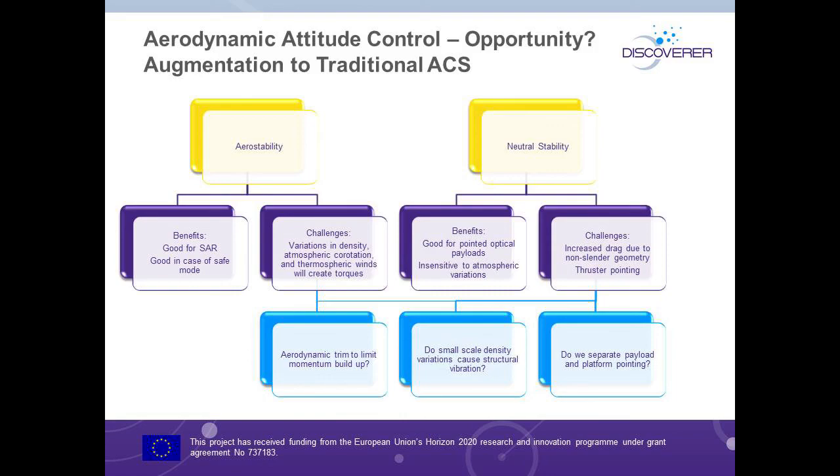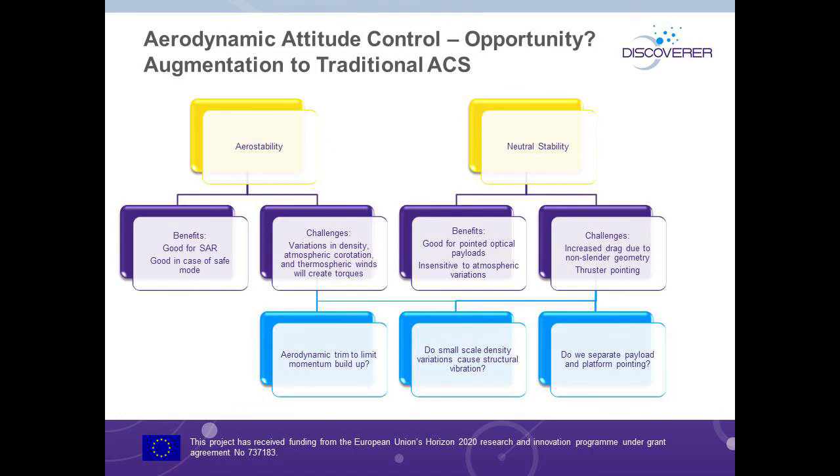So it raises some different questions about whether we separate the payload from the platform pointing. So if you look at, for example, a manned air vehicle taking remote sensing data, that payload where it's pointing, it doesn't care about which way the aircraft's pointing in the flow. But then you've got a huge extra control problem in terms of moving optics on board your platform. But maybe that's the direction we should look at.